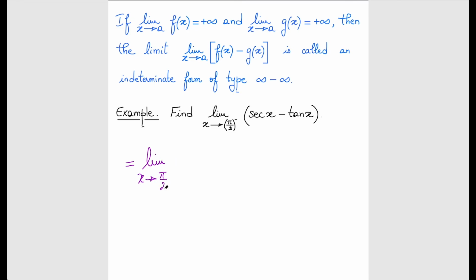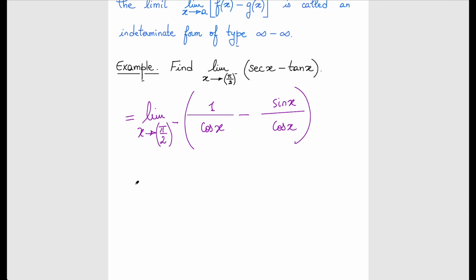So I have x approaching pi over 2 from the left, 1 over cosine of x minus tangent, which is sine over cosine. Correct? So we get this. Let's have the same denominator. It's already the same denominator. Let's glue them together.